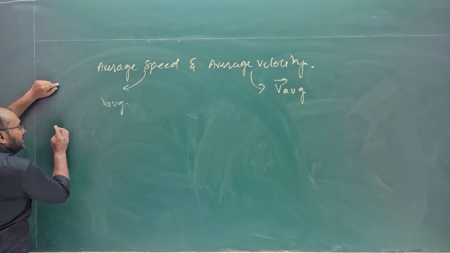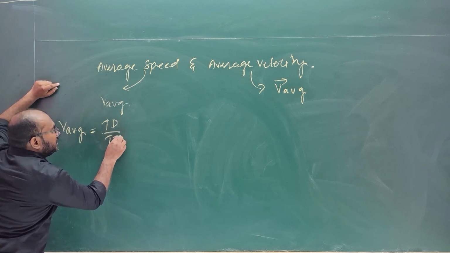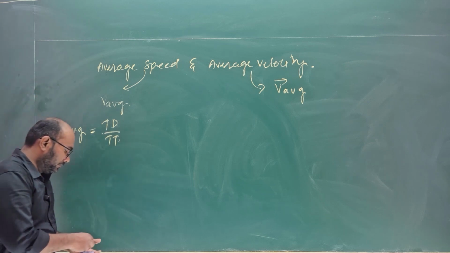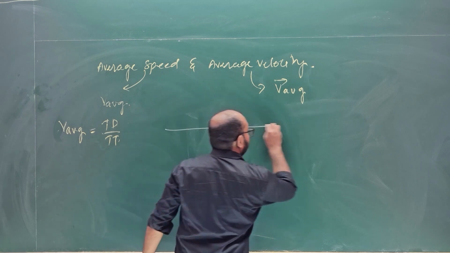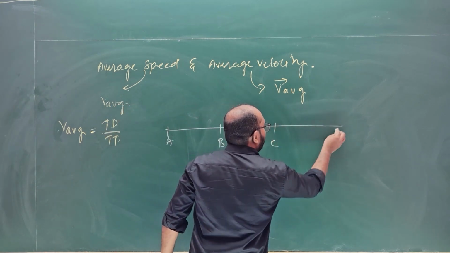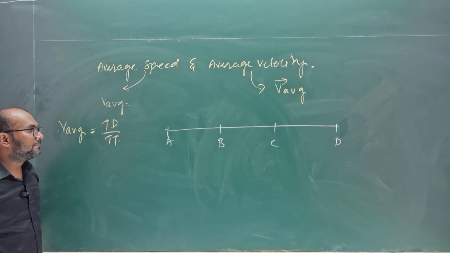Now, what is average speed? According to the definition, average speed is nothing but the total distance traveled by the body in the total time. For example, a body started from point A, reached point B, then traveled to point C, then finally stopped at D, or kept moving, whatever it may be.